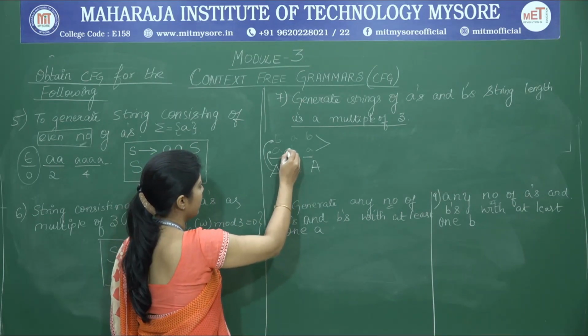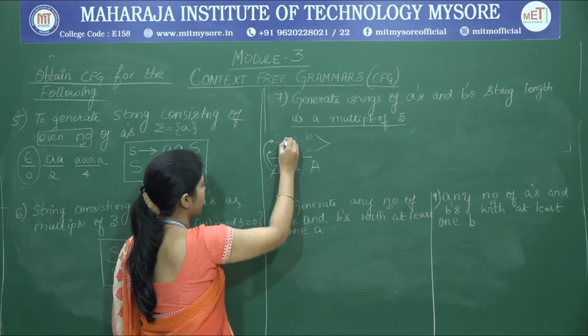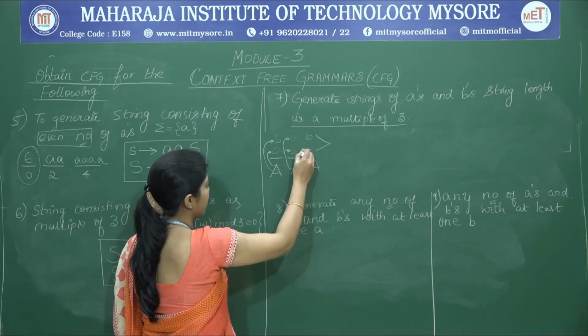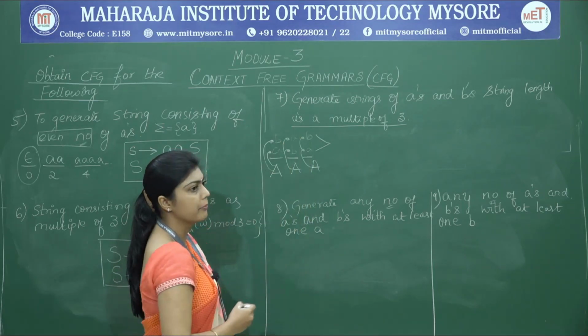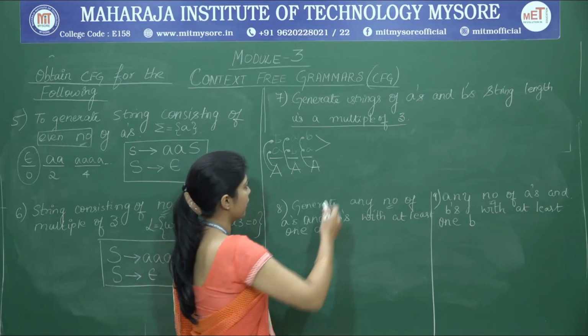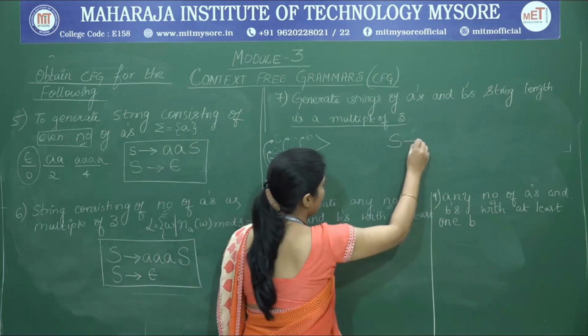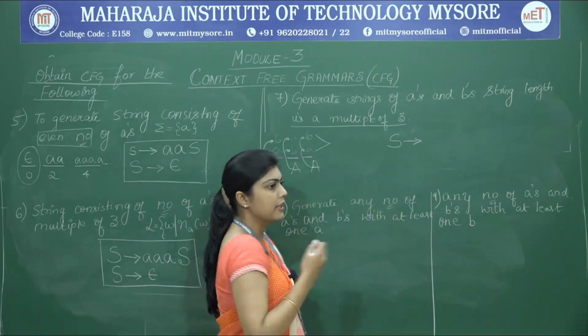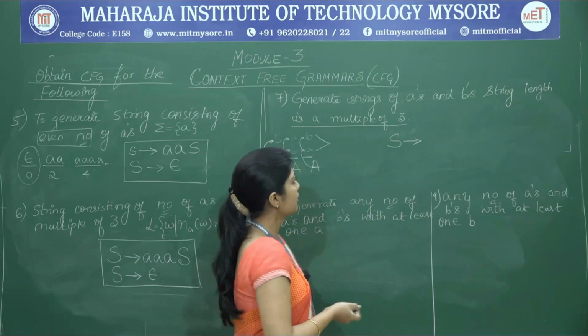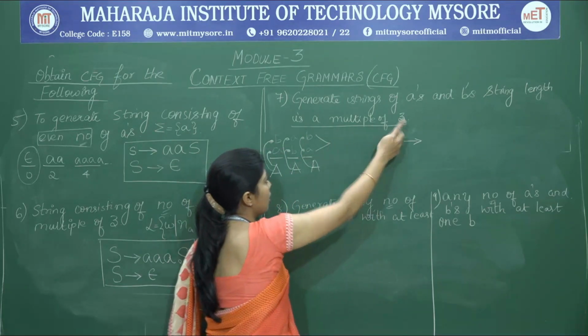So this A again can either be a B or it can be an A. So this A can either be an A or a B. So this is how we are going to generate. So S should be in terms of 3 because the string length is a multiple of 3.